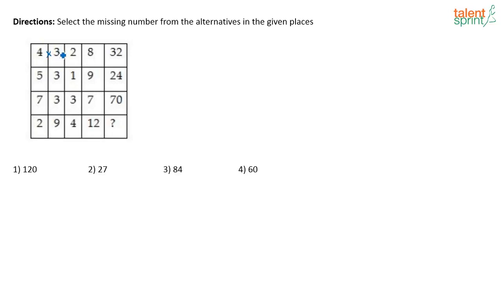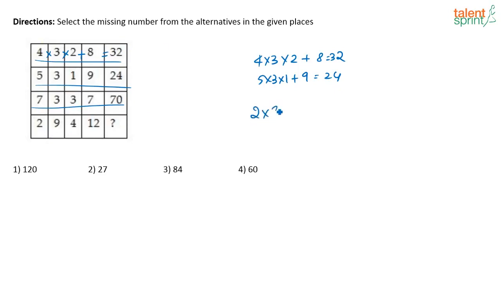See, 4 into 3 into 2 plus 8 is equal to 32. Similarly, 5 into 3 into 1 plus 9, that is equal to 24. So in the last, you have to basically look at a row and then find the resultant answer in the last box. Similarly, here you will have 2 into 9 into 4 plus 12, that is equal to what? Answer will be 84. 72 plus 12, that is 84.